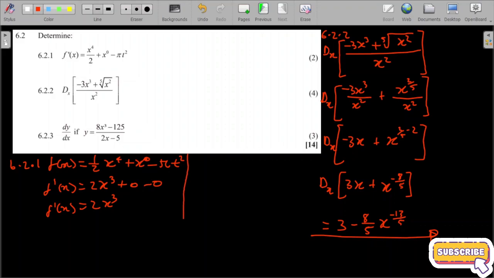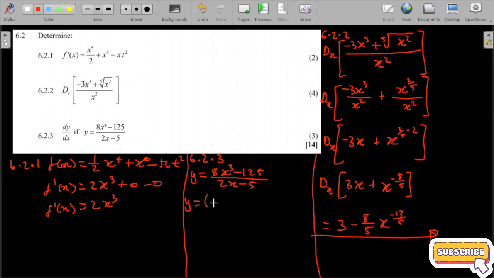Now, let's get into the last one here, which is 6.2.3, where we have y equals 8x cubed minus 125 all over 2x minus 5. So now in order for us to derive here, we can't derive while we're having fractions like this. So we need to simplify what I have here. This is a difference of cubes. So I need to factorize this difference of cubes.